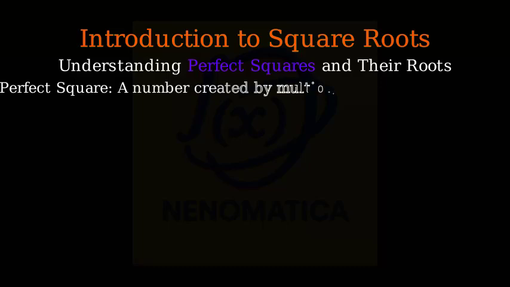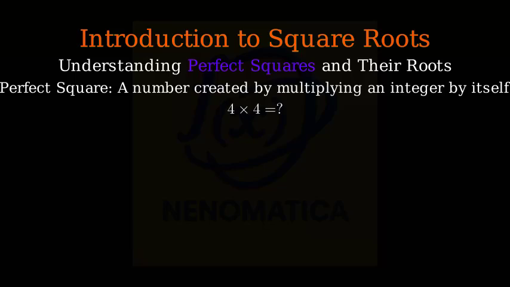A perfect square is a number that results from multiplying an integer by itself. For example, let's consider the number 4. If we multiply 4 by itself, we get 16. So 16 is a perfect square, and we can write this as 4 squared equals 16.